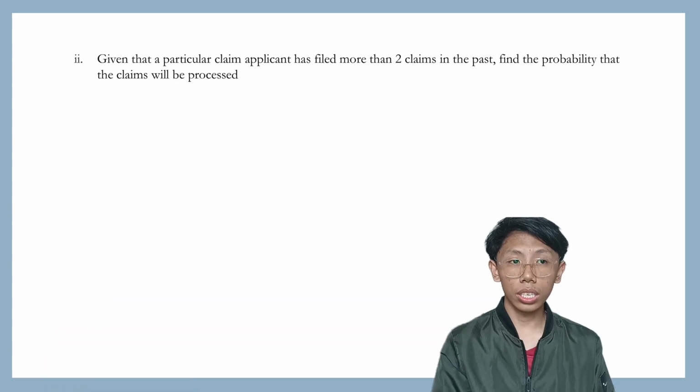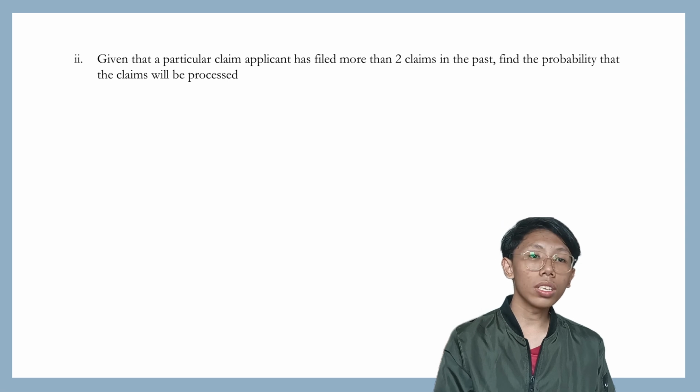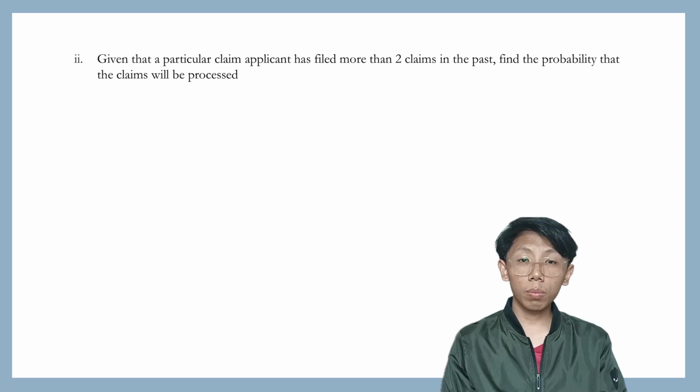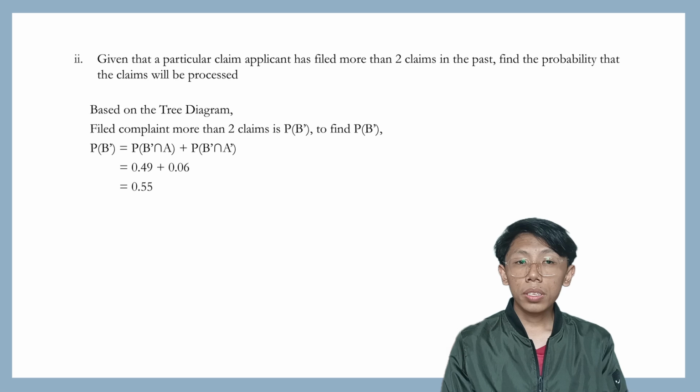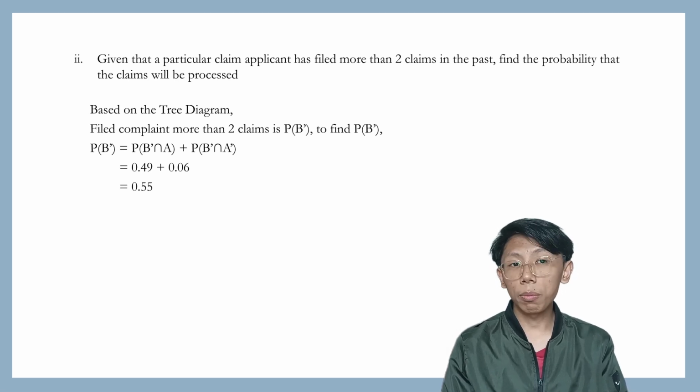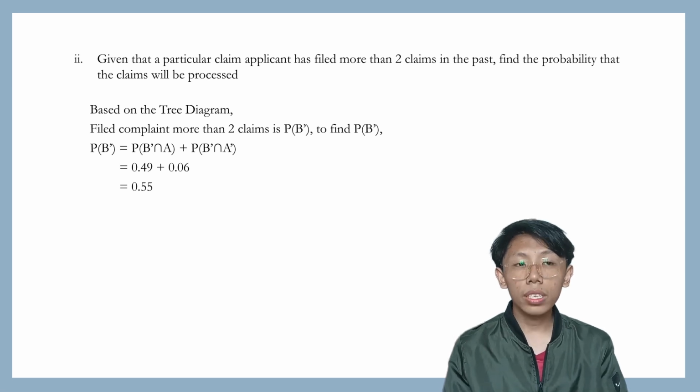Now for the second question: given that a particular claims applicant has filed more than 2 claims in the past, find the probability that the claim will be processed. Based on the tree diagram, filing more than 2 claims is probability B prime. To find B prime, P(B') equals P(B' and A) plus P(B' and A'). So 0.49 plus 0.06, we will get 0.55.